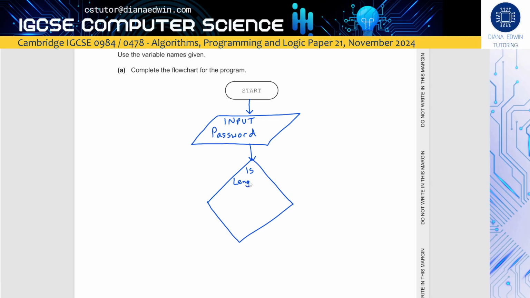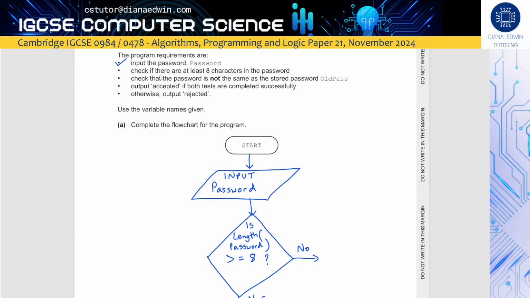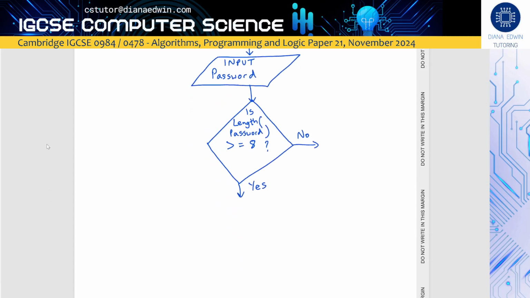is the length of password, now, it's got to be 8 characters or more, so greater than or equal to 8, question mark. Okay, and if it is, then that's good. So I'm going to come down here if it is, and if it's not, I'm going to go over here to an error state, which I'll come to in a moment. Check if there are at least 8 characters in password. Done that.